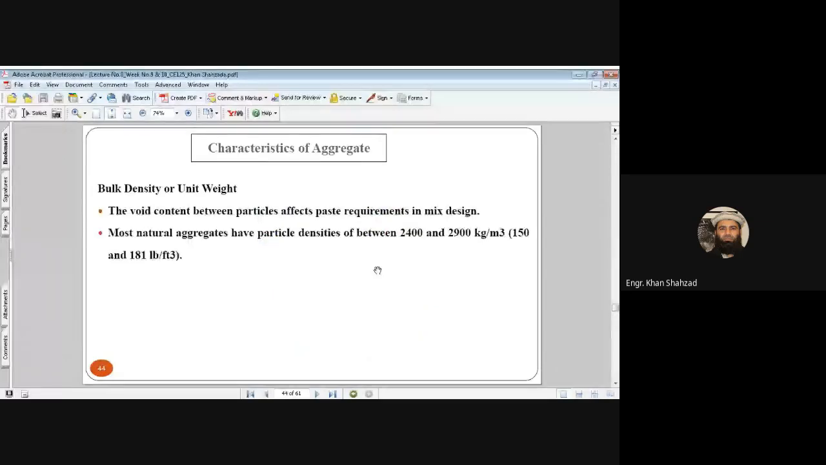The void content between particles affects the paste requirement in the mix design. As I told you, most natural aggregates have particle densities in between 2400 to 2900 kilogram per cubic meter, that is 150 to 181 pound per cubic feet.